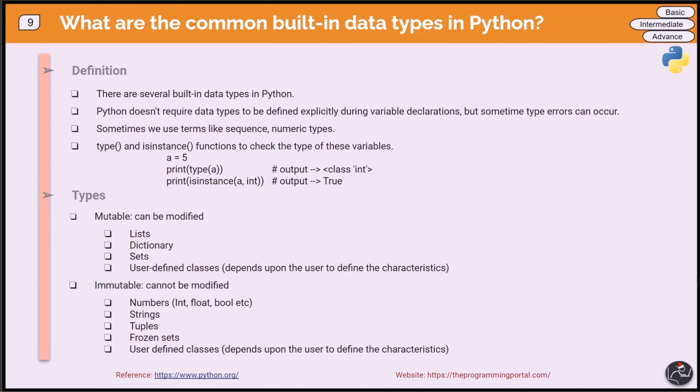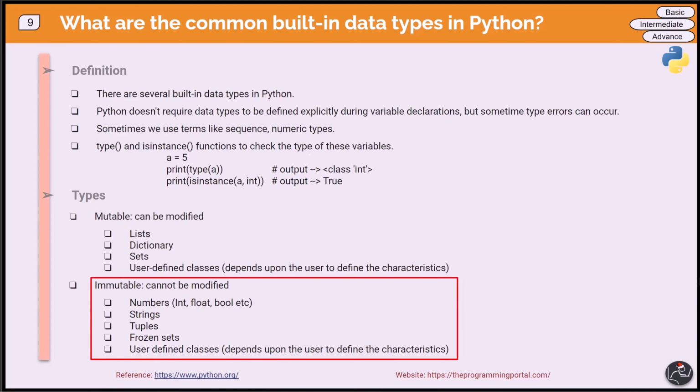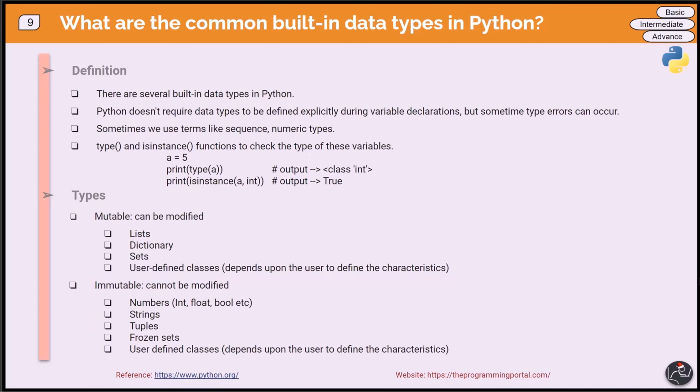Next, we have immutable data types that cannot be modified once created. We have integer, string, tuples, boolean, frozen sets, and again user-defined class. But you would be knowing that we don't specify data type in Python. Yes, you heard it correctly. It is a dynamically typed language, which we have learned in the first question of this video.